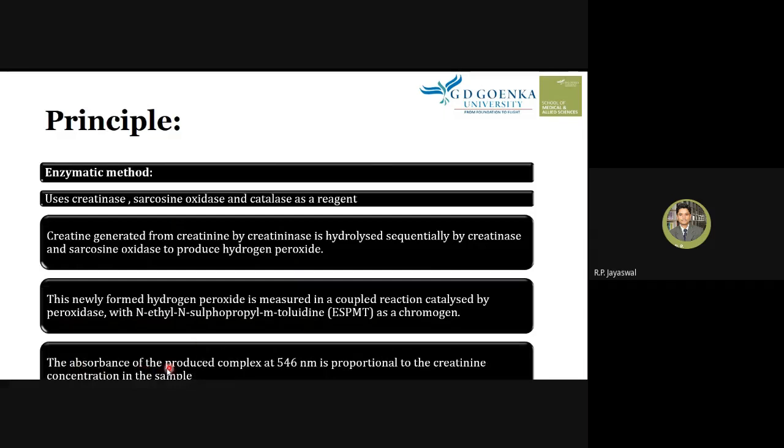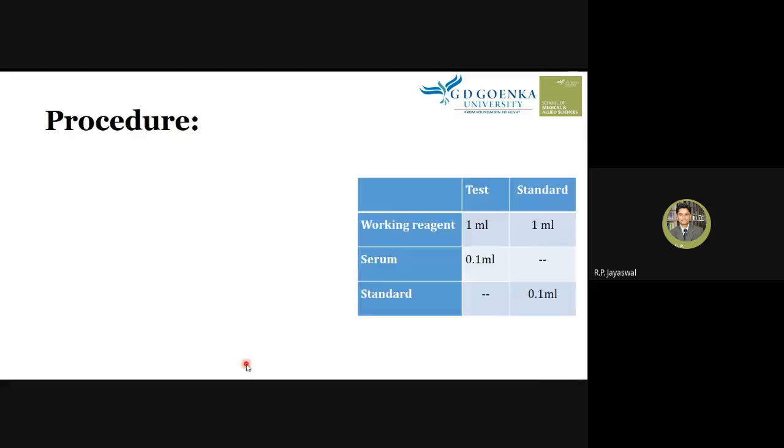Now the absorbance of the product, we can measure at 546 nanometer. The color is directly proportional to the creatinine concentration in the sample. So this is the wavelength we need to select in the colorimeter, and we can take the absorbance of the test. Now let's know the procedure of the method.